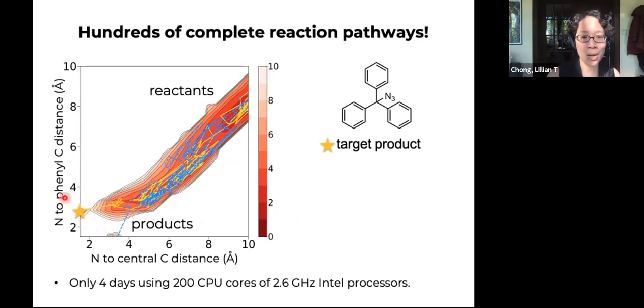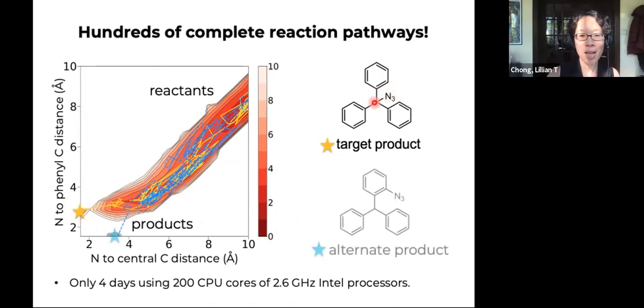So yellow here is our target product where the azide has added to the central carbon. And in blue here, the blue star indicates an alternate product where the azide has added to one of the phenyl carbons. And what I'm showing along these lines here, the yellow is a representative continuous pathway that was generated to the target product, and in blue is a representative pathway to the alternate product.